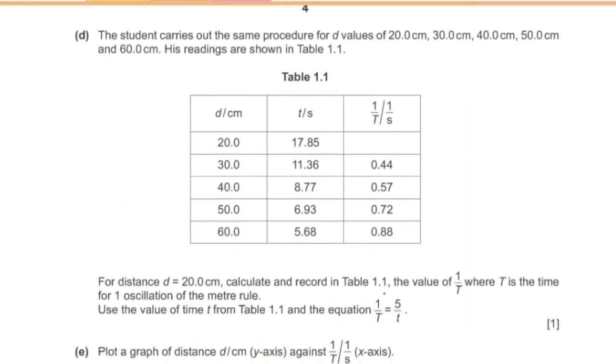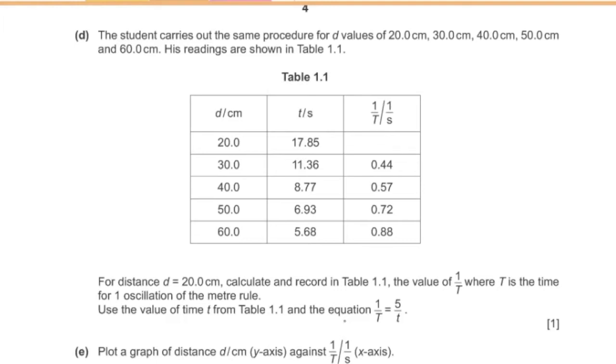Part D. The student carries out the same procedure for d values of 20 centimeters, 30 centimeters, 40 centimeters, 50 centimeters, and 60 centimeters. Remember that distance d is the distance between the two strands on the scale. His readings are shown in table 1.1. For distance d, 20 centimeters, calculate and record in table 1.1 the value of 1 by T, where T is the time for one oscillation of the meter rule.